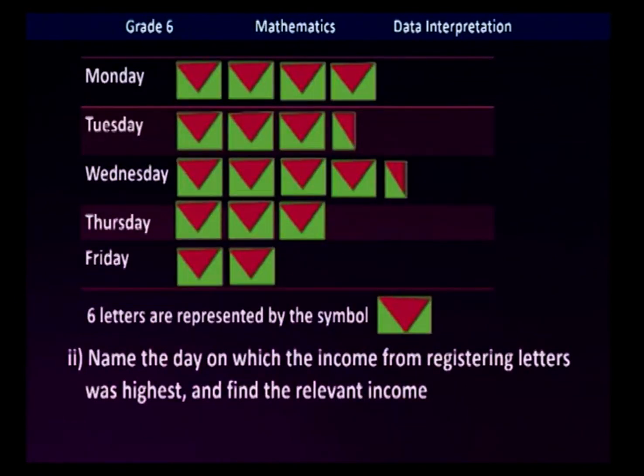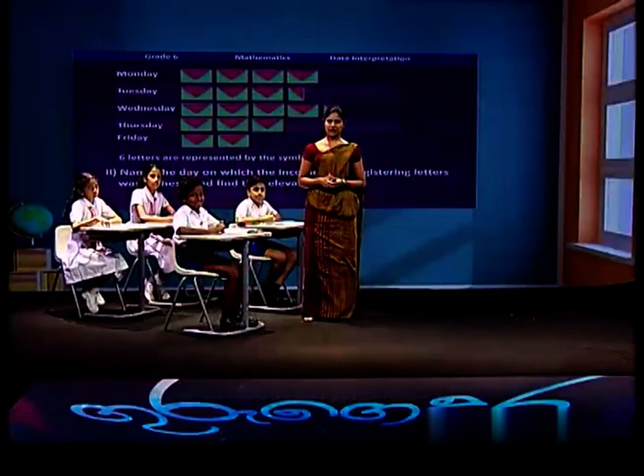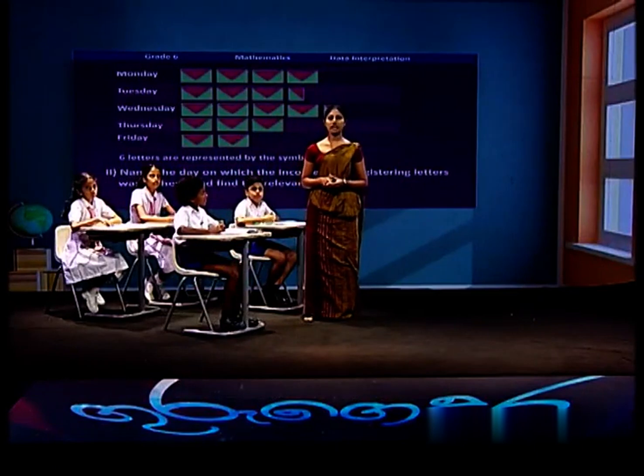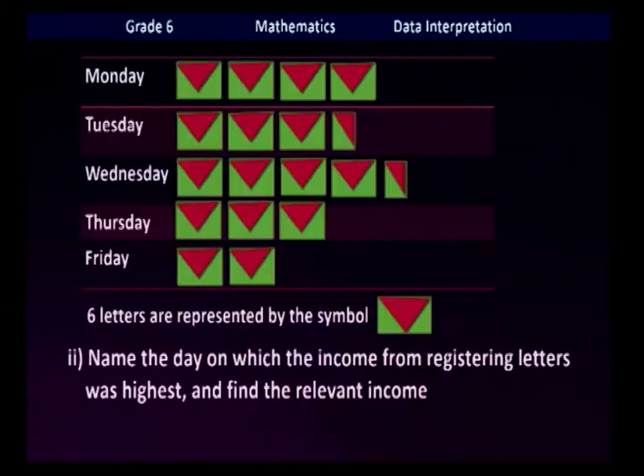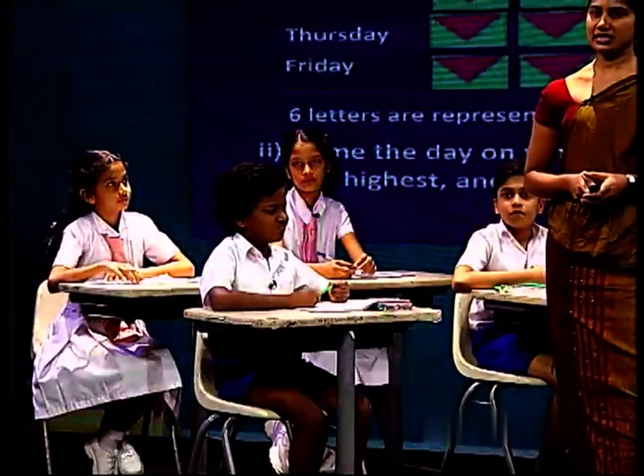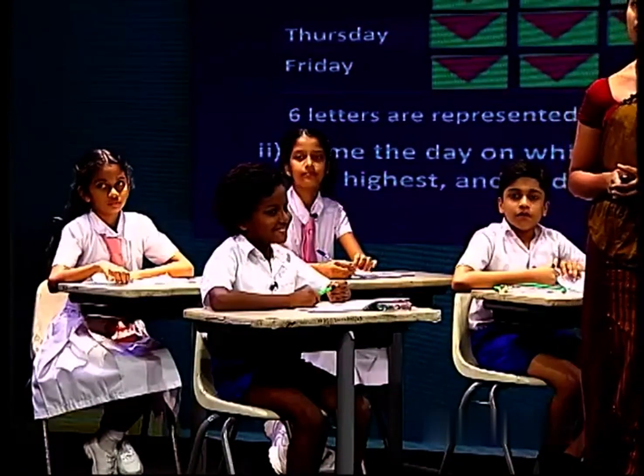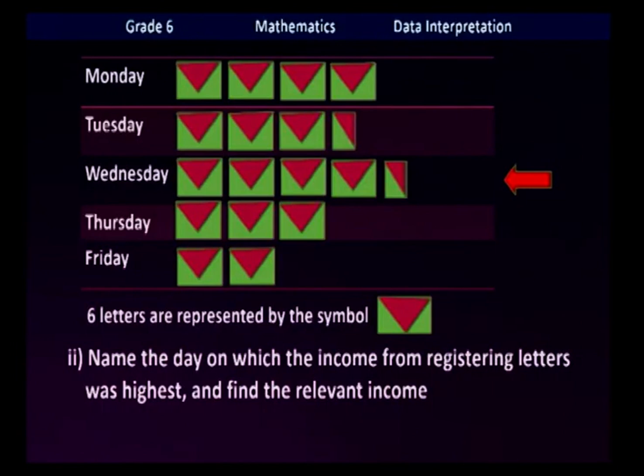Name the day on which the income from registering letters was highest and find the relevant income. There are 2 questions in this question. Okay. Name the day on which the income from registering letters was highest. What is the day, Umali? Wednesday. Yes. You can see the most symbols used to represent, that is Wednesday. The answer is correct. Then we have to find the income also. On Wednesday, how many symbols can you see?